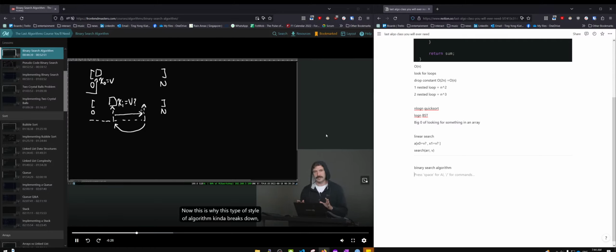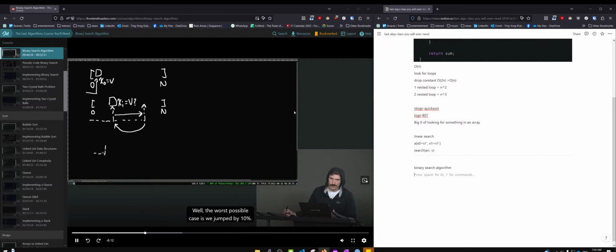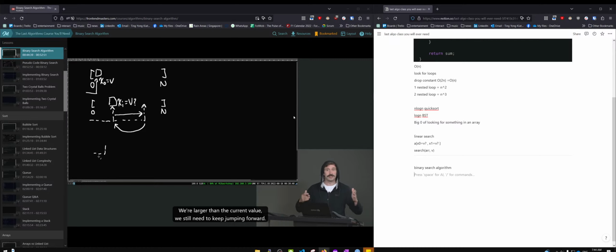This is why this style of algorithm breaks down. First, let's ask ourselves, what is the worst possible case of this algorithm? Well, the worst possible case is we jump by 10%. We're still larger than the current value. We still need to keep jumping forward. We need to keep looking. We jump by 10% again. It's still not there. We're still larger. We go all the way to the end of the array.